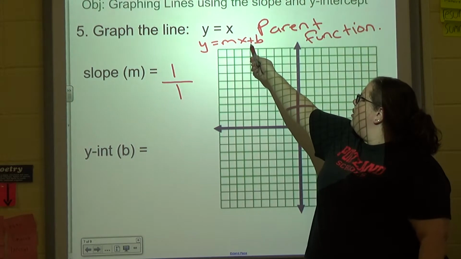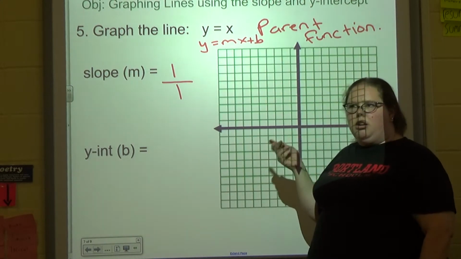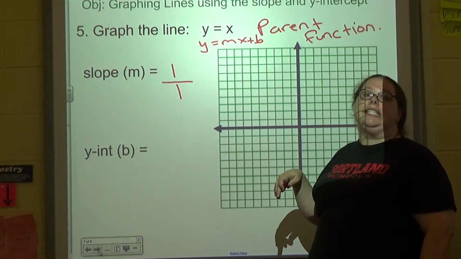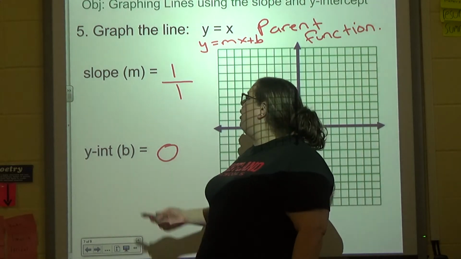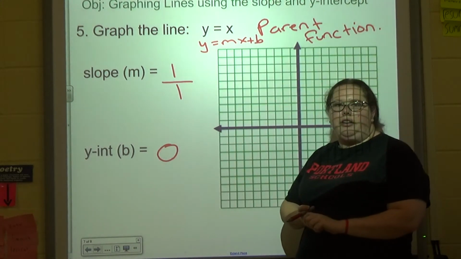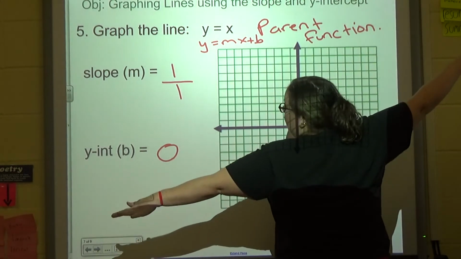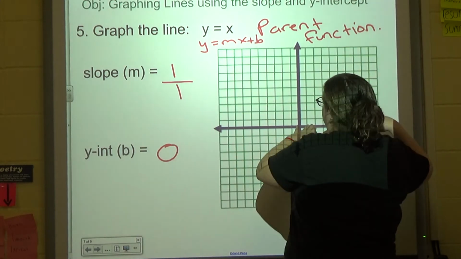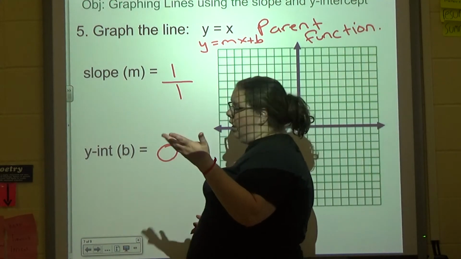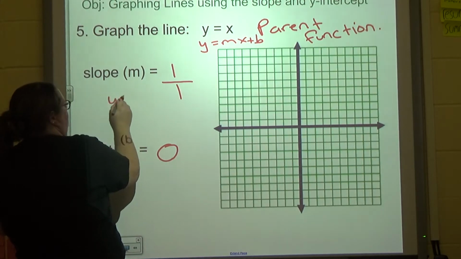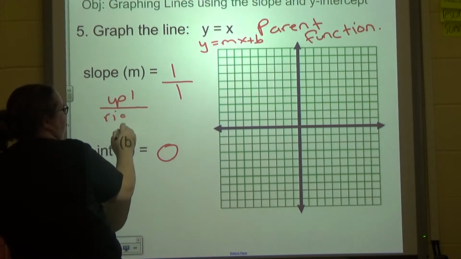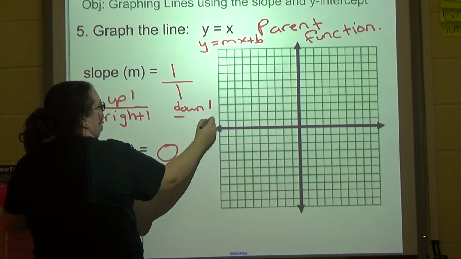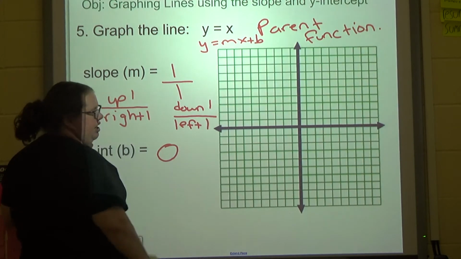Y-intercept. Is there anything being added to x? No. So what's the number that means nothing is being added? 0. Good. Alright, so now what kind of slope? Positive or negative? Positive slope, so it looks like this. So we're going to go up and right or down and left. Since our y-intercept is 0, it doesn't actually matter, or I'm probably going to do both. So I'm going to go up 1, right 1. You can also go down 1 and left 1. Alright, we can go either way, it doesn't matter.